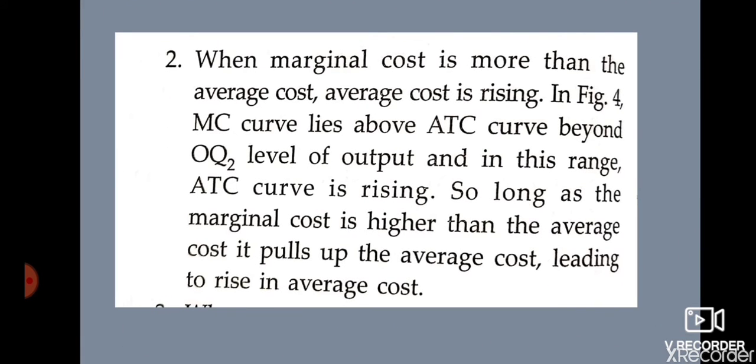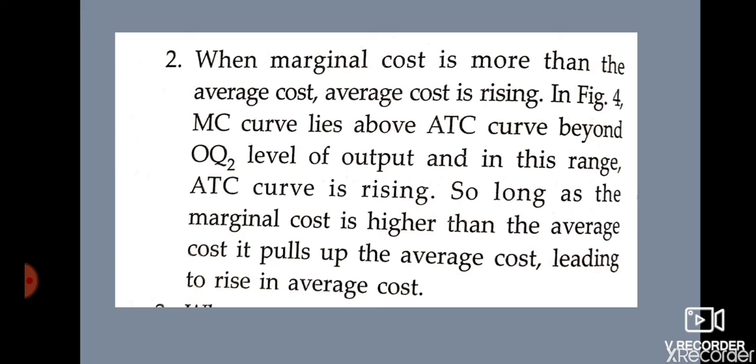When marginal cost is more than average cost, average cost is rising. In figure number 4 we can go through. The MC curve lies above the ATC curve beyond Q1 level of output, and in this range the ATC curve is rising so long as the marginal cost is higher than average cost, and it pulls up the average cost, leading to the rise in average cost.